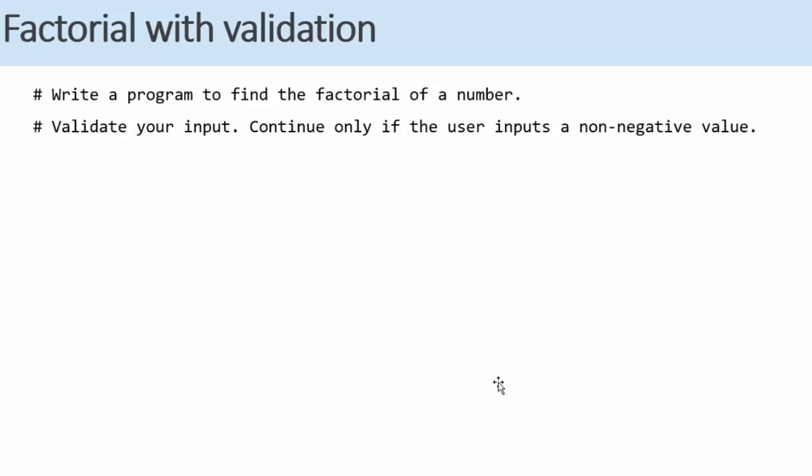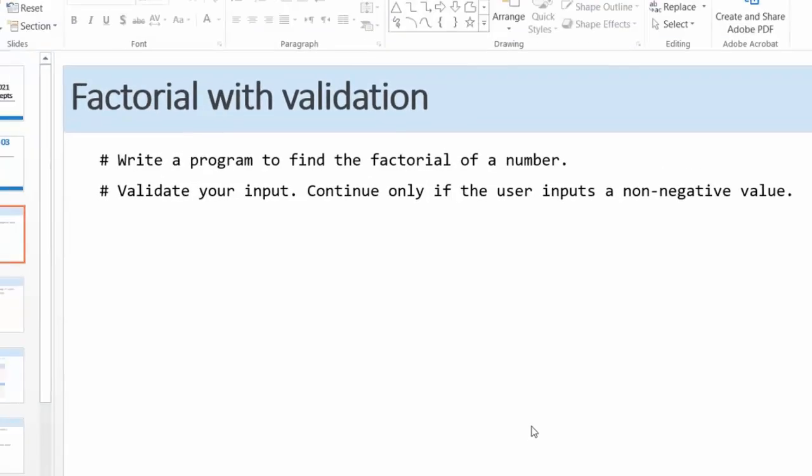We will write a program to find the factorial of a number. The number must be a non-negative value. We cannot do factorial for any negative value. If the user enters a negative value, continue asking for a valid value. Your program needs only to proceed further if the user inputs a valid one.